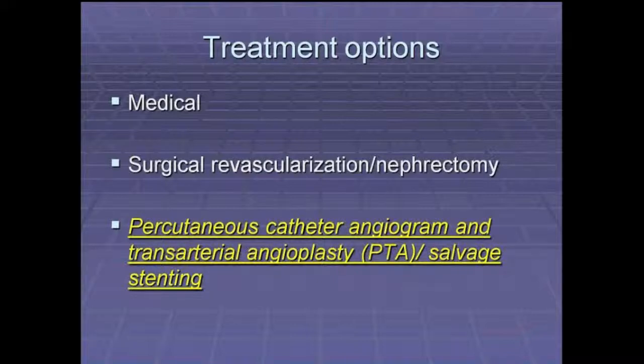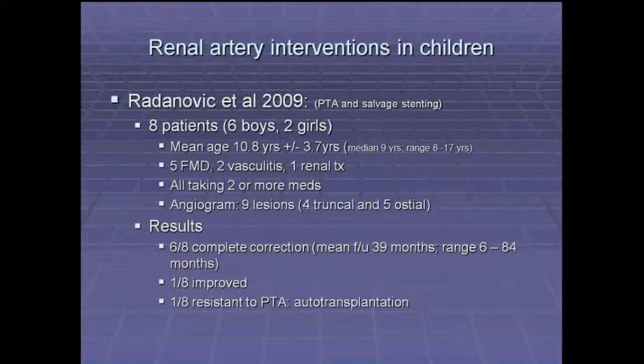So, what are some treatment options of children with hypertension? Obviously, there's medical treatment, then there's surgical revascularization and or nephrectomy, and then what we're going to talk about, percutaneous catheter angiogram and angioplasty. Occasionally, we'll have to use stenting as a salvage procedure for a complication. All right, so what's out in the literature? There's not much out there, to be perfectly honest, right? Renal artery interventions in children.